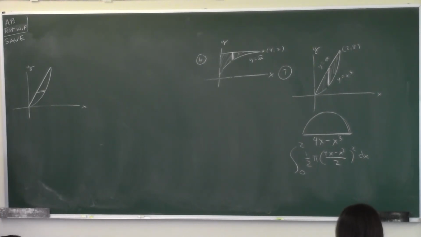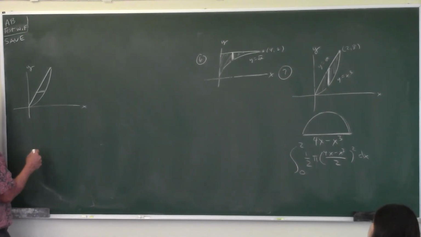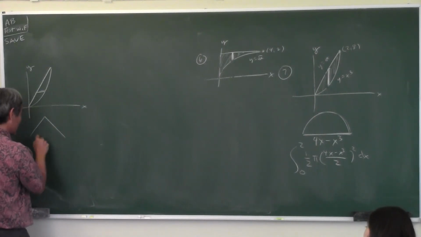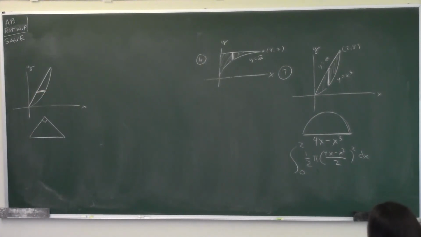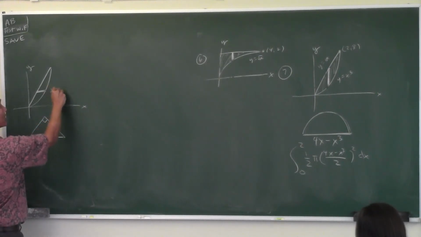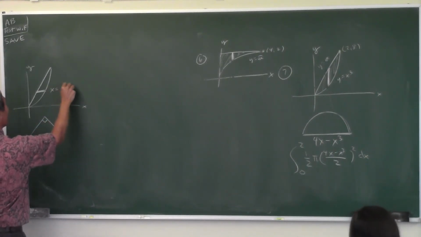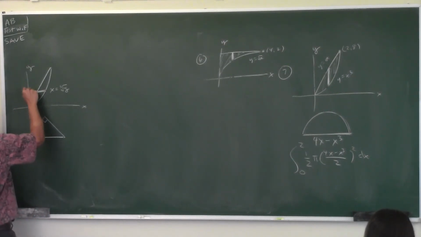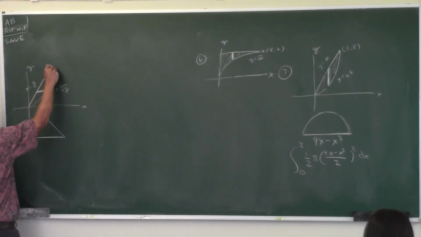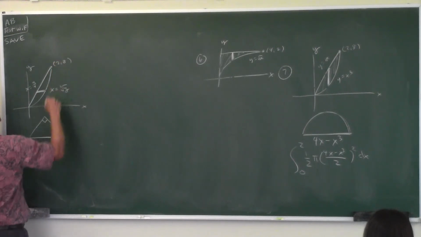Do you want the hypotenuse? Okay, so cross sections perpendicular to the y-axis are isosceles right triangles where the hypotenuse is lying in the base of the solid. So what we need to do is solve for x. So x equals cube root of y, and then x equals y over 4 on this side. And this point is still (2, 8).